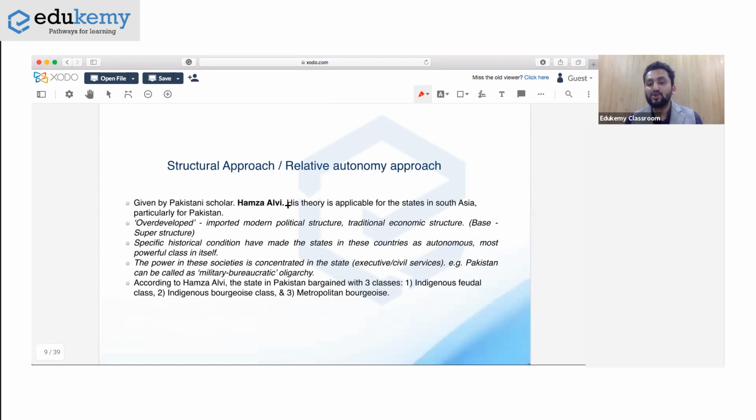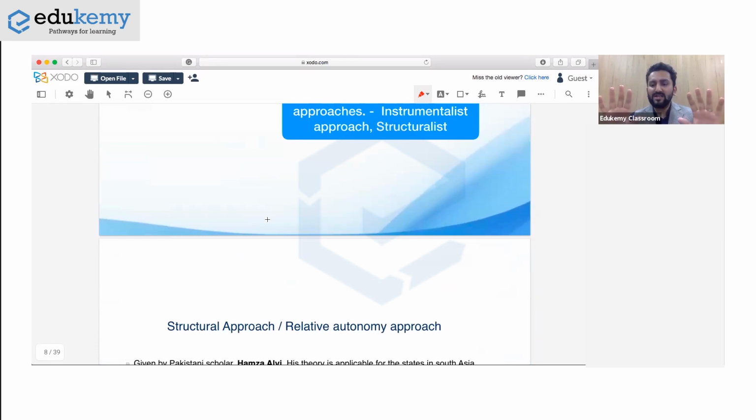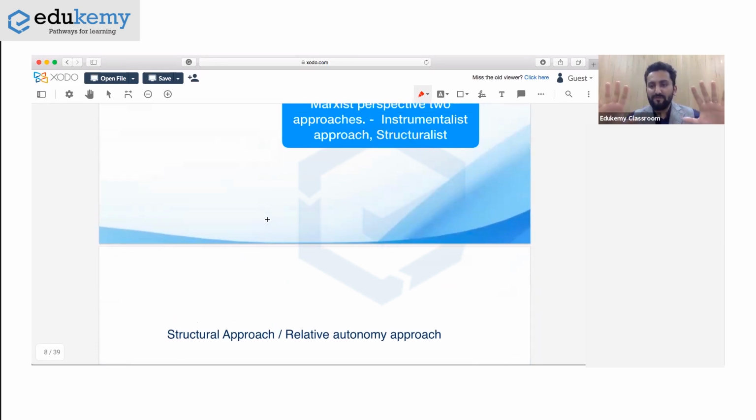Then when it comes to the answer, just start in minimum words, maximum dimensions which you want to express. Just mention it was given by Pakistani scholar Hamza Alavi. Don't look at this slide, just listen to me first, so that you are clear, then you can express. First of all, mention the scholar. Whenever you're expanding one approach, mention the scholar, then mention the key idea.